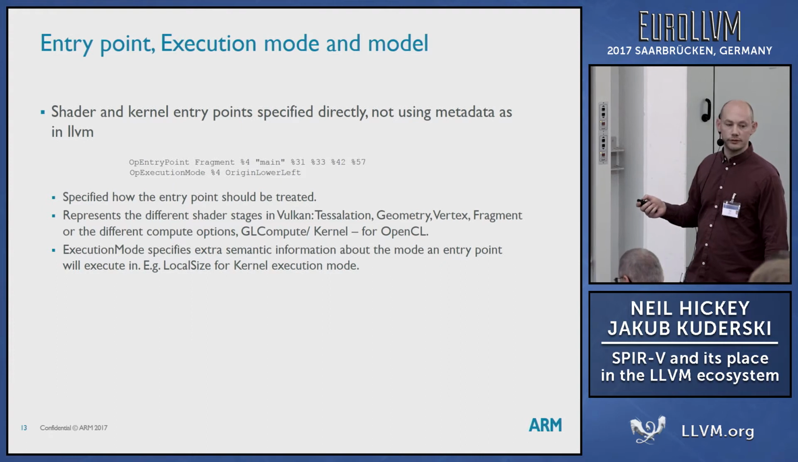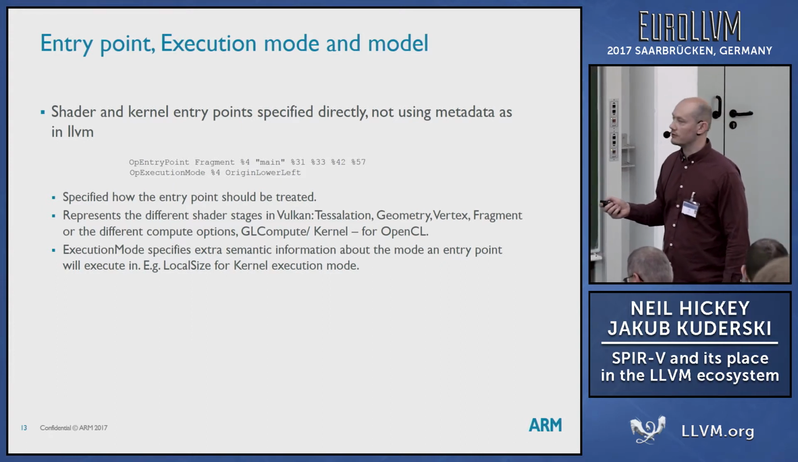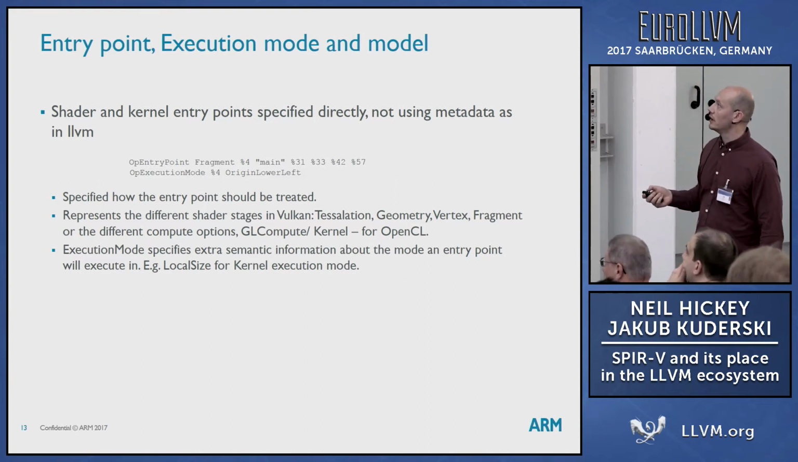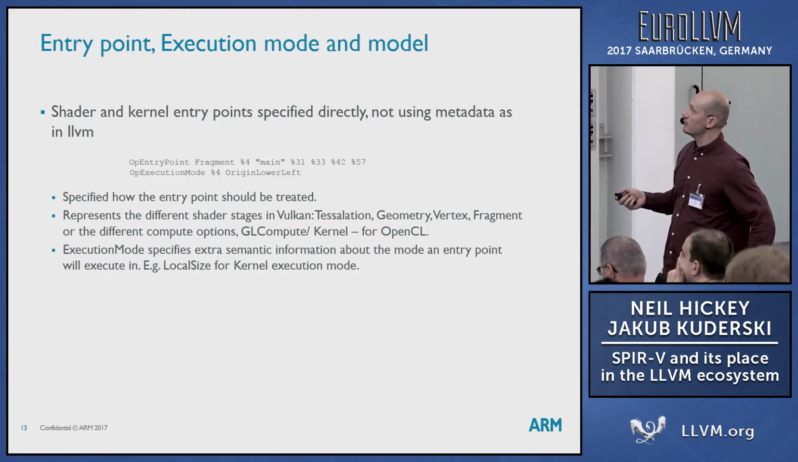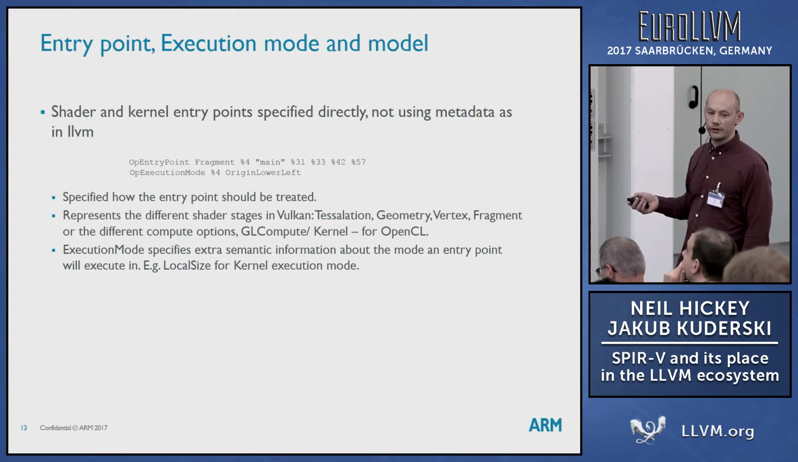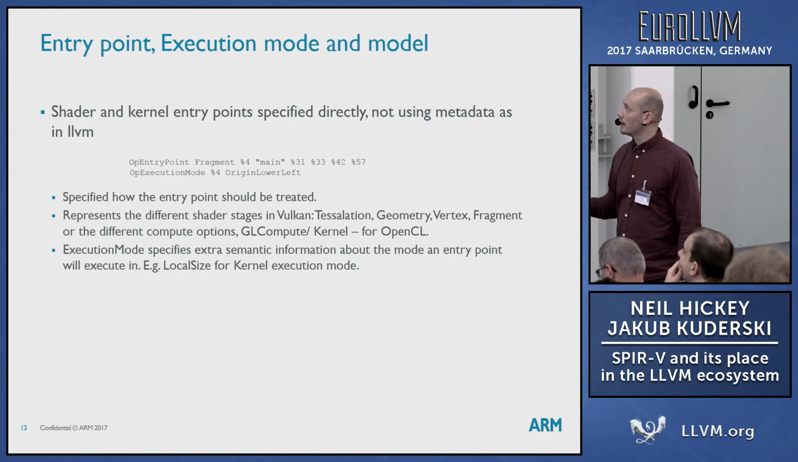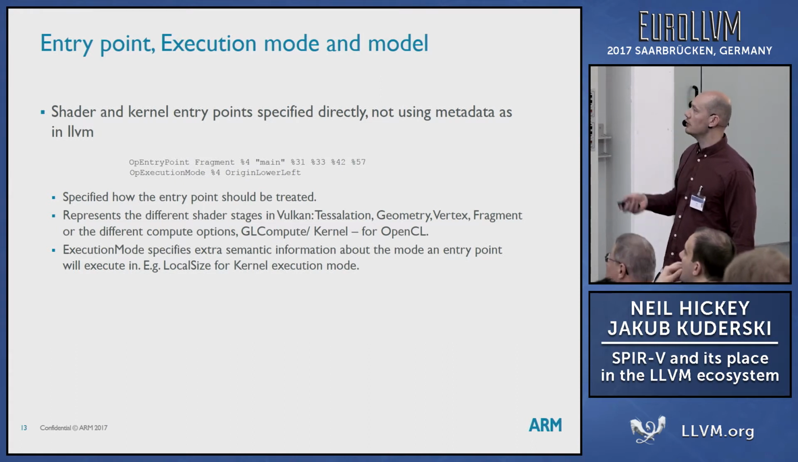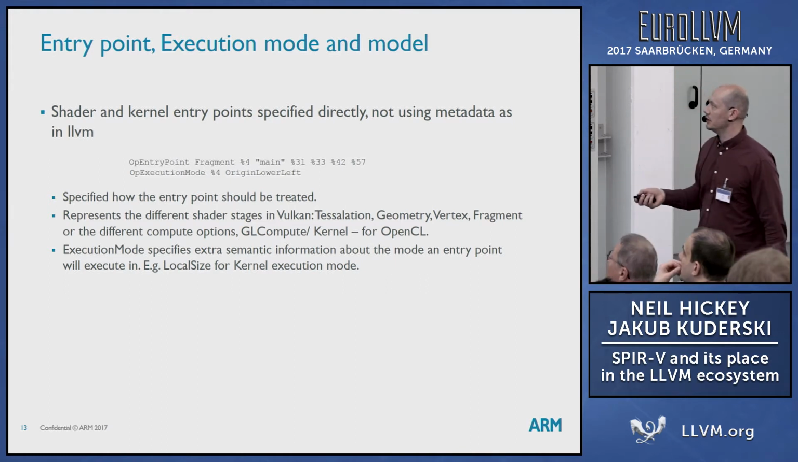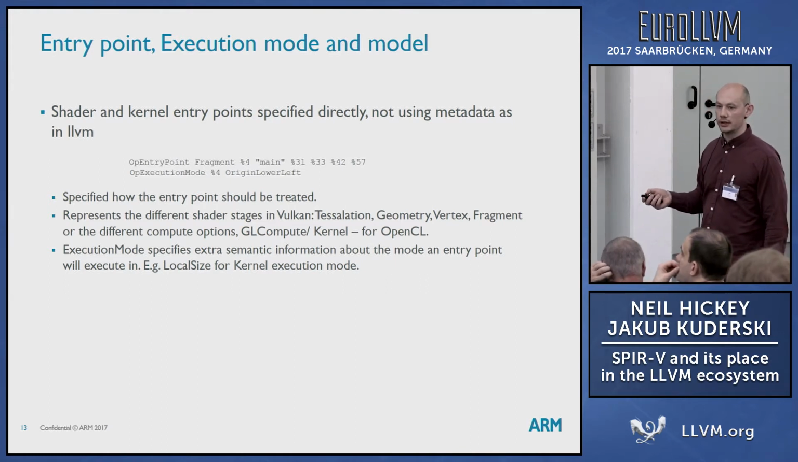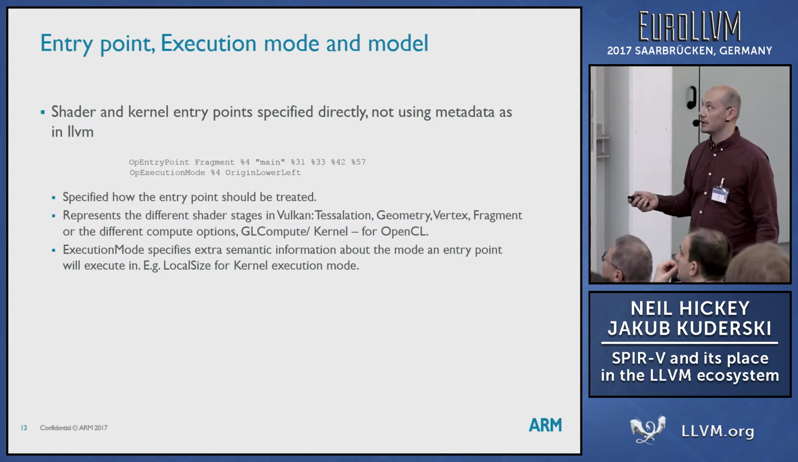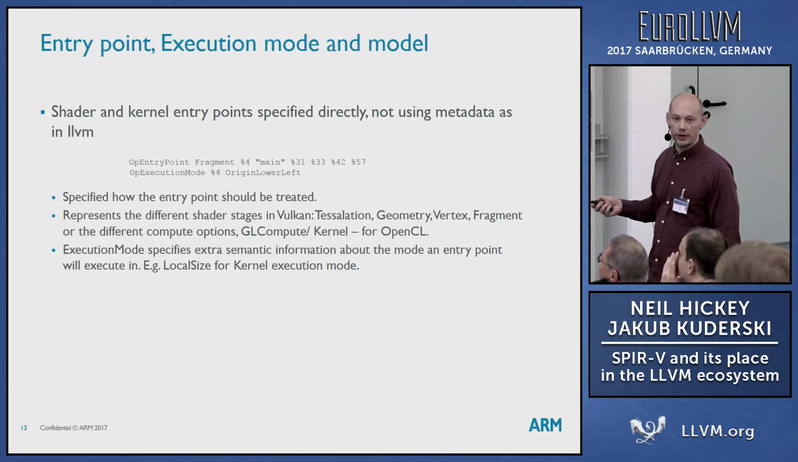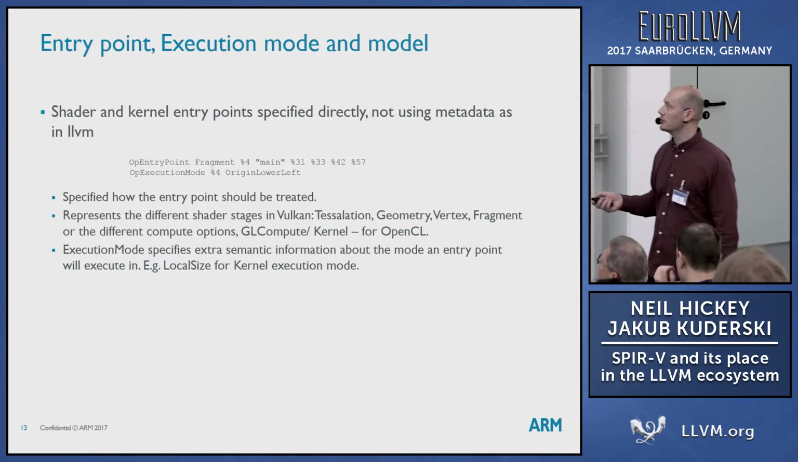The other thing that's different from LLVM IR is that you specify the entry points as an instruction in SPIR-V itself. So again, here we're specifying a fragment. We're saying that the main function is the entry point to this fragment shader, and it's also specifying some extra information about the execution mode. A good example of an execution mode would be that you can specify the local size for the kernel invocation, and this could allow some extra level of optimization when you're compiling this shader. If you know the local size, then you can maybe make some extra improvements to the generated code.